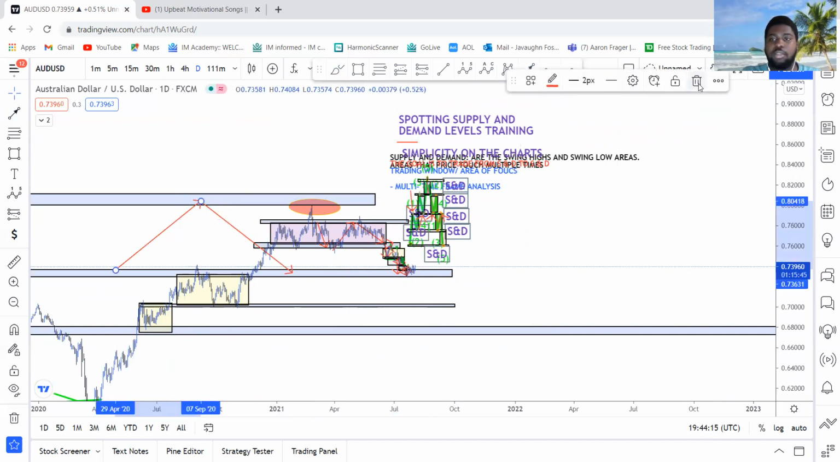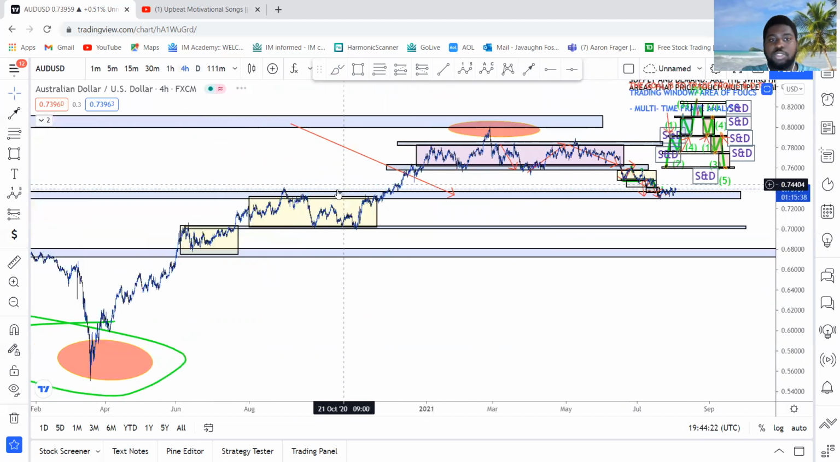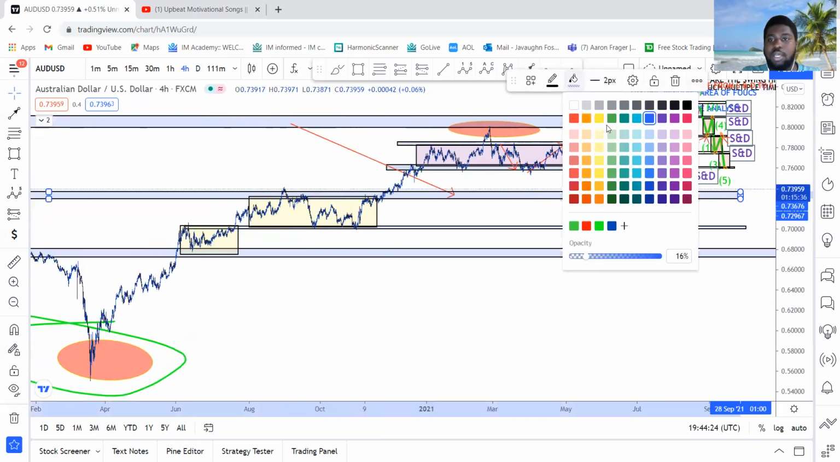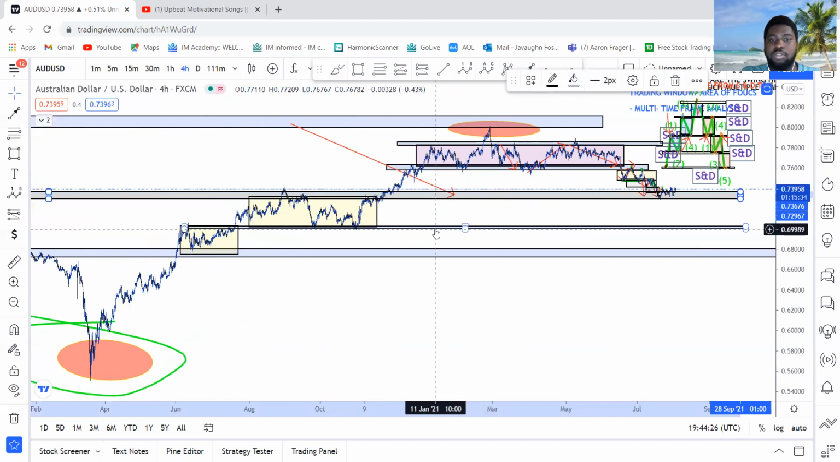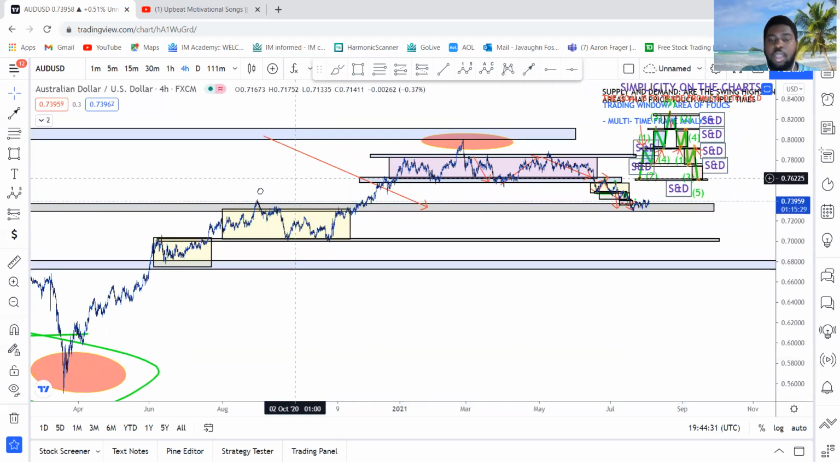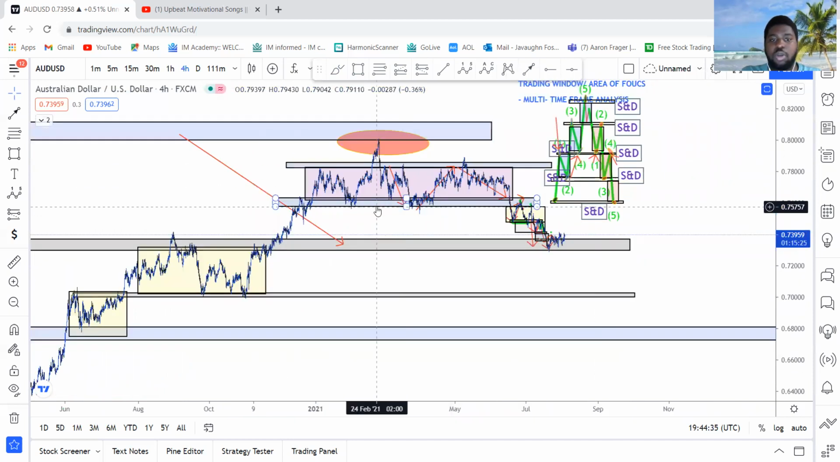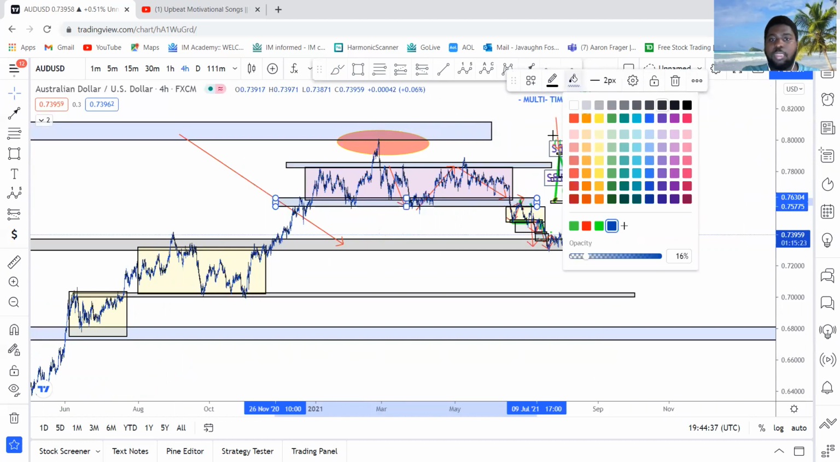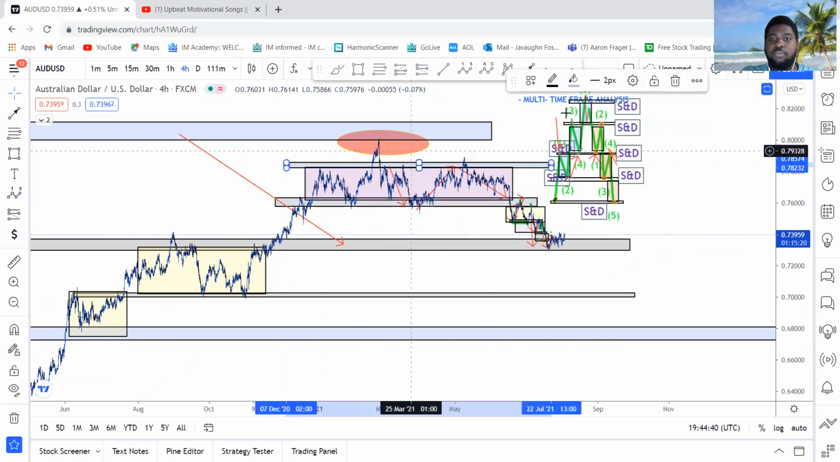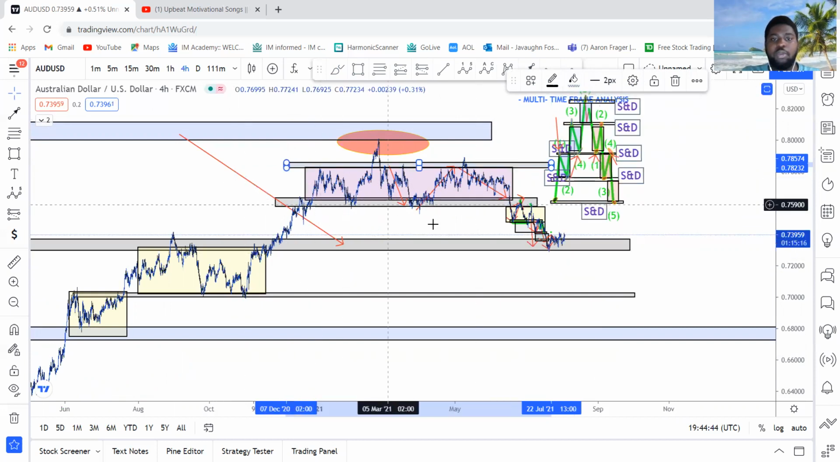So we started from the daily, which are these blue areas. Then we went to the 4-hour. Let's switch that color. The 4-hour areas, let's make that black, so we're not confused. And then we went to this, which was also a 4-hour area. So these are the 4-hour areas of supply and demand.